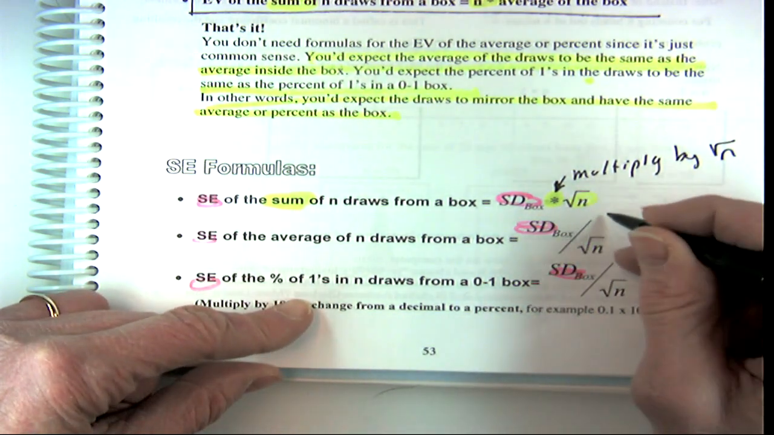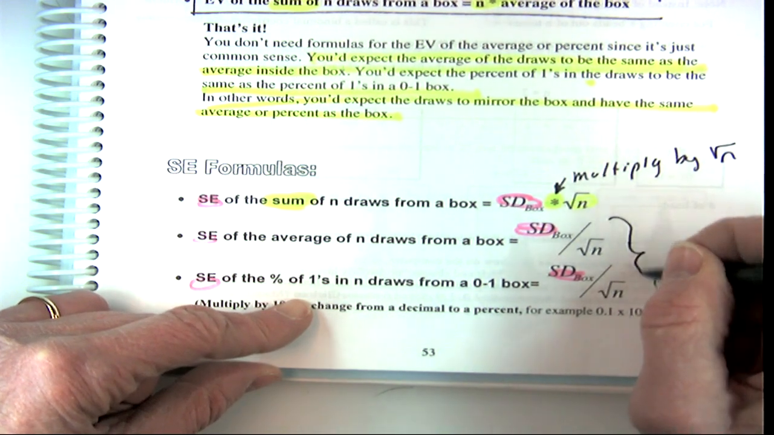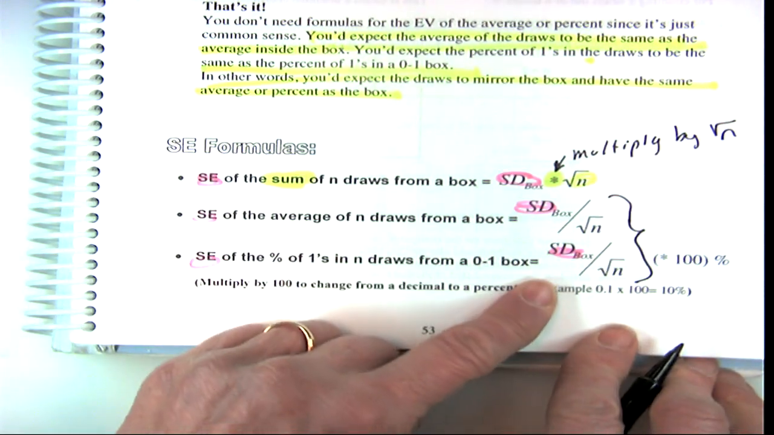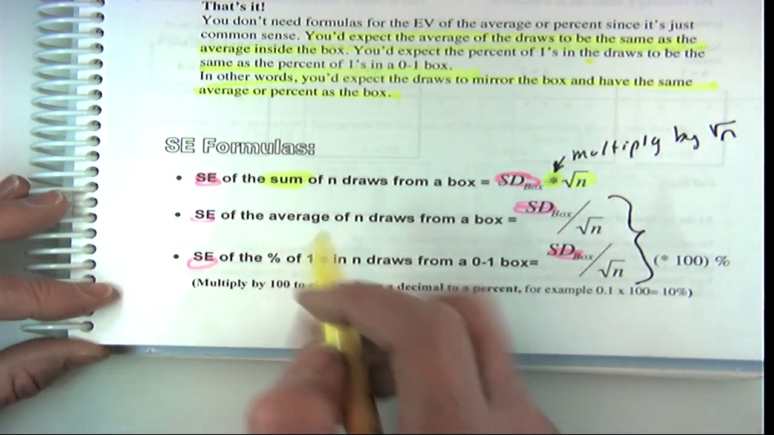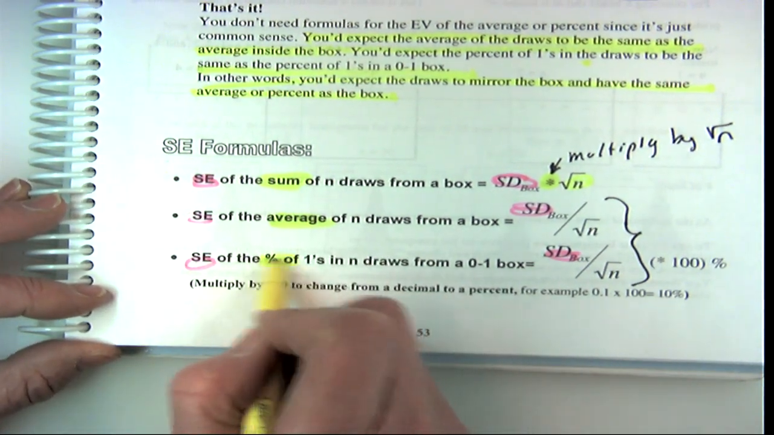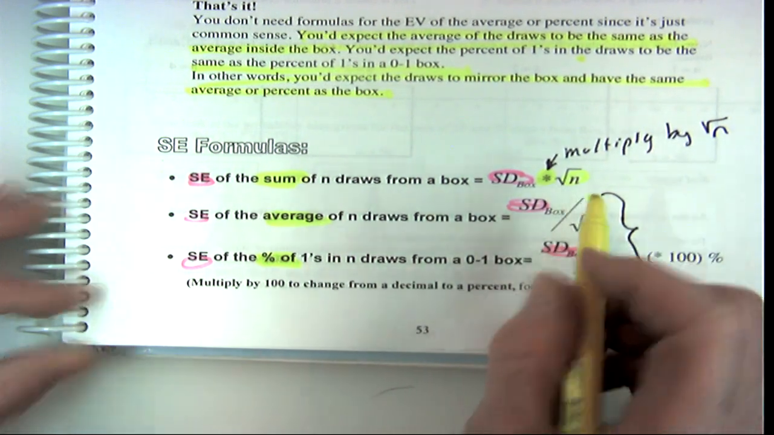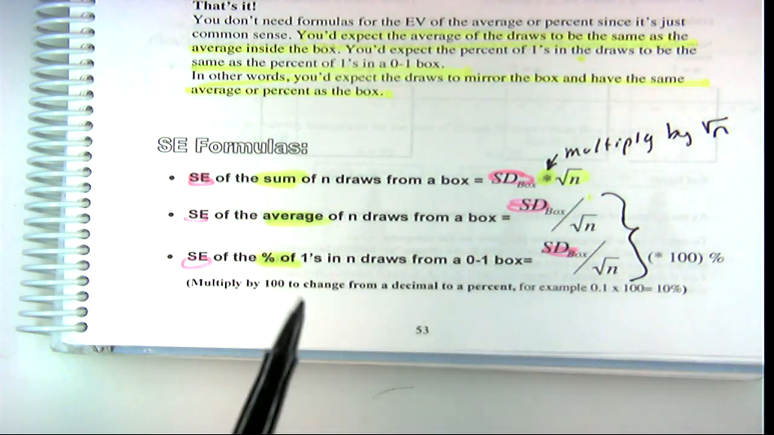And for these two you divide. So for an average, you divide. For both of these, you divide. Okay? So let's make that. So that's really all you have to remember.